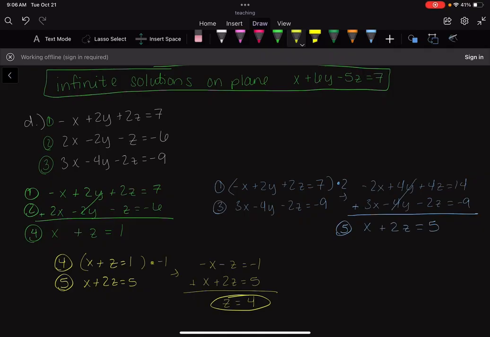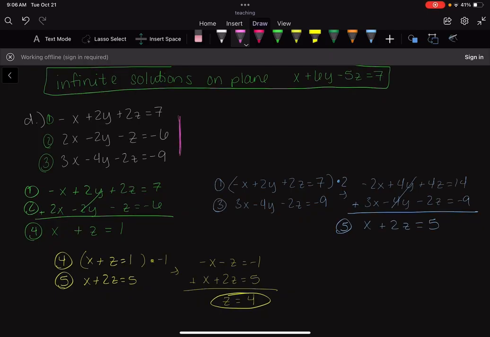Now I can go plug it into an equation to get my other ones. Now be careful here. If you plug z directly into either 1, 2, or 3, the issue is you're going to have too many unknowns. First, we need to plug into either 4 or 5 so that we can get a second variable. So you're kind of just going backwards from your work.